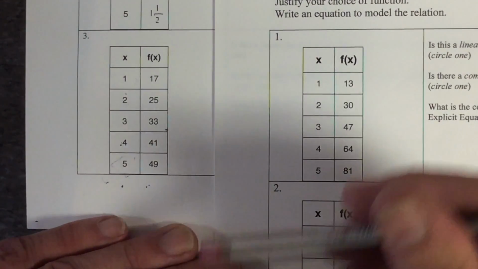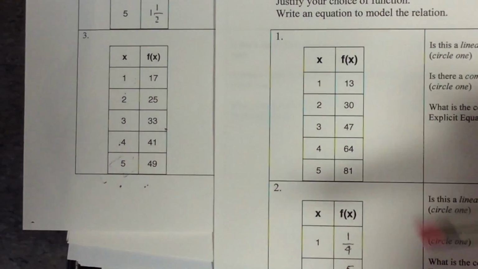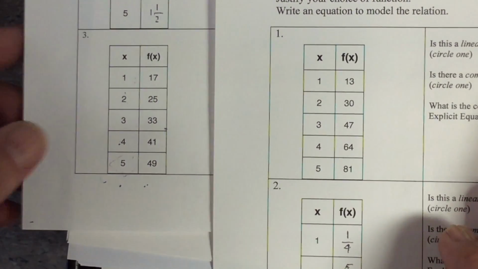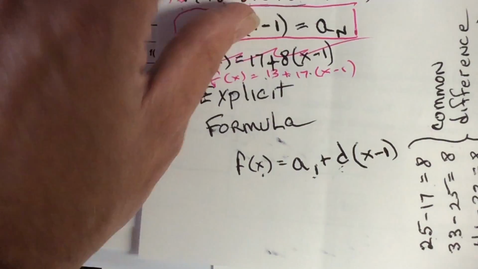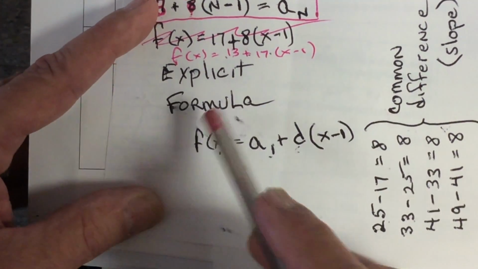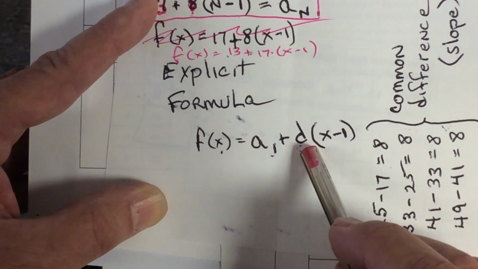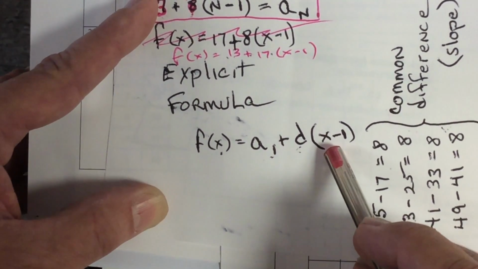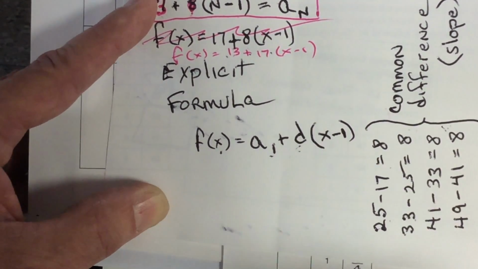If I know what the first term is and I know what the difference is, I can write the formulas for it because it's always the same pattern. And that's this: f of x is equal to the first term plus the difference times the number of the term you're looking for minus 1.